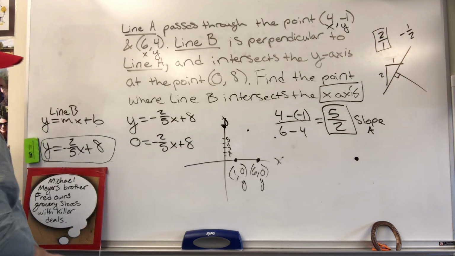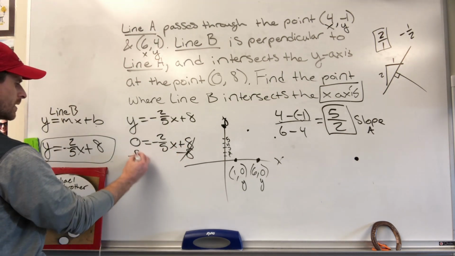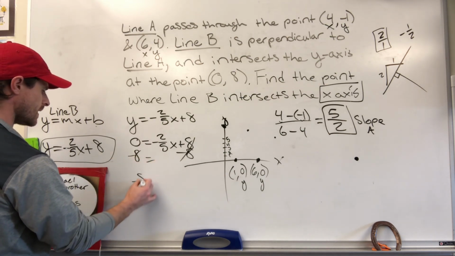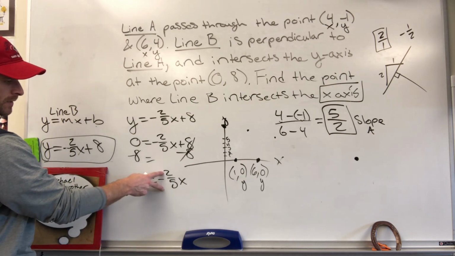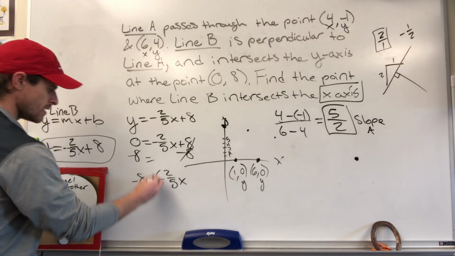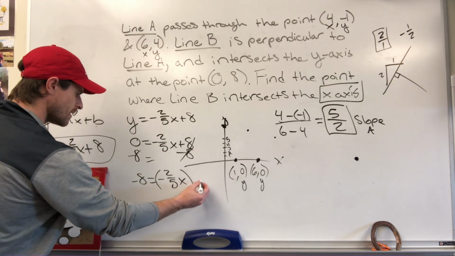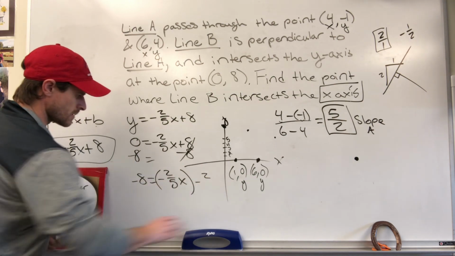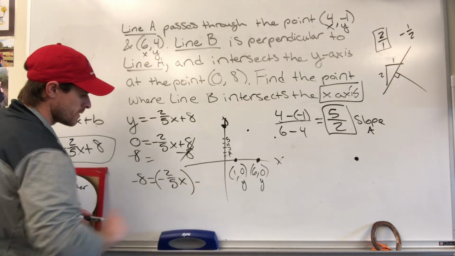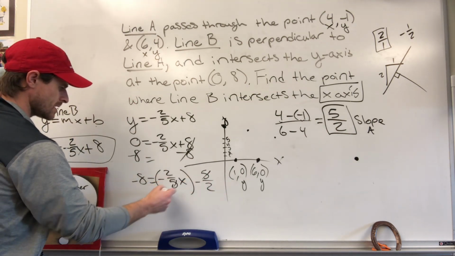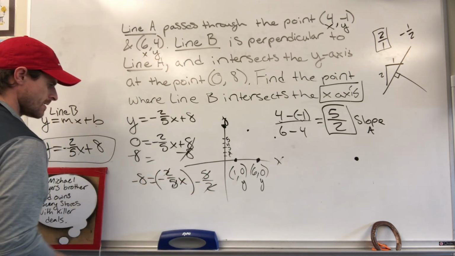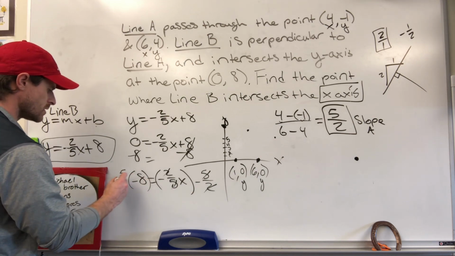Two-step equation for us to solve. Let's take away 8. Boom, take away 8. Now I've got negative 8 equals negative 2/5 x. To get rid of a coefficient that's a fraction, you have to multiply by its reciprocal. That's 5 over 2. That cancels this. This cancels that. Multiply the other side by 5 over 2.